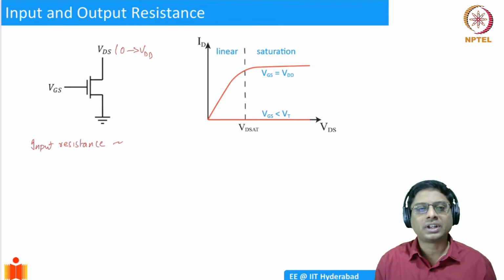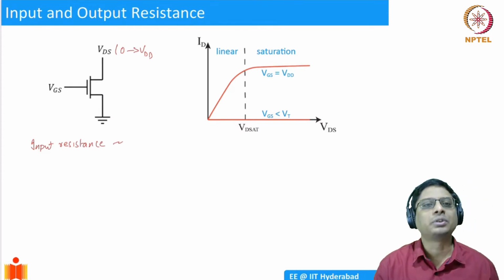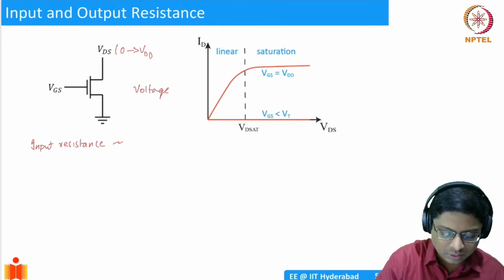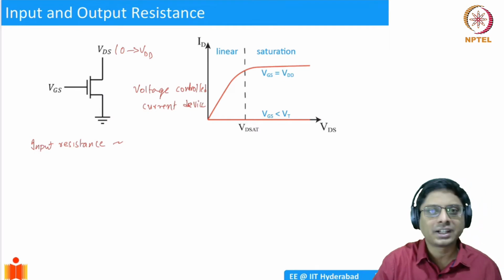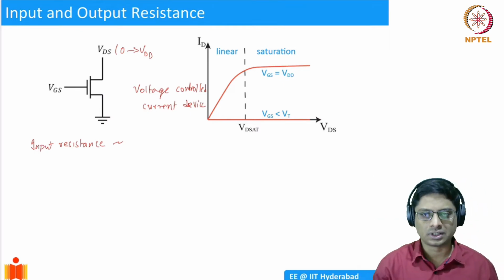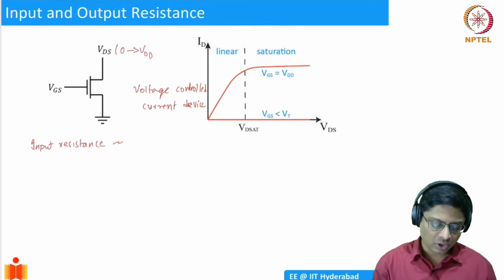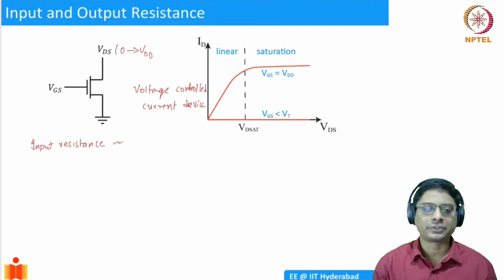Well, the input now, VGS, the gate, is the input where you are actually applying the voltage. So the MOSFET is a voltage controlled current device, because you're applying the gate voltage and you're controlling the current in the drain source nodes. Okay. All right. So what is the input resistance of a MOSFET?